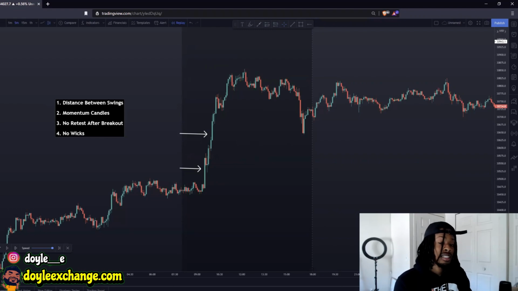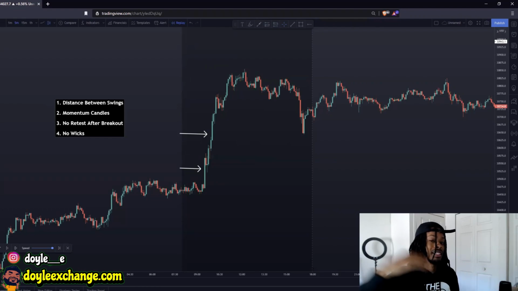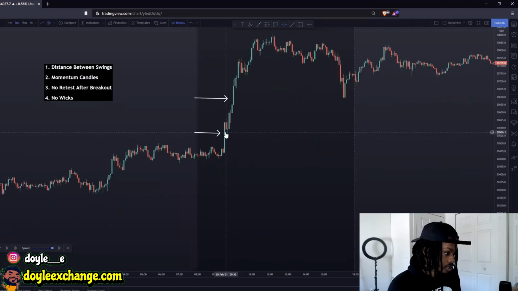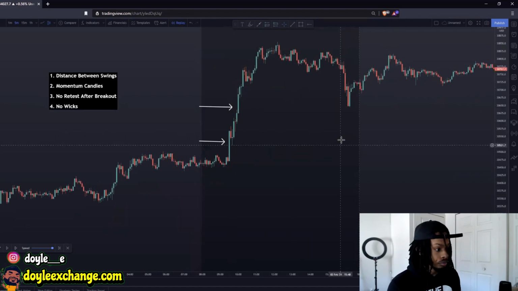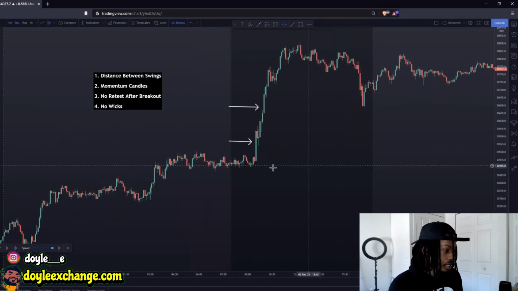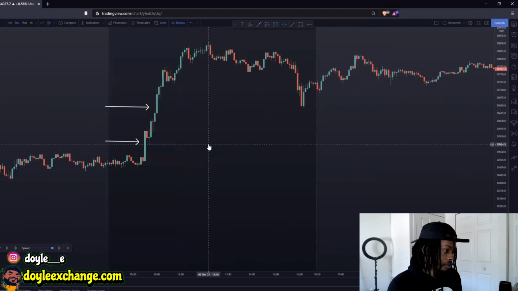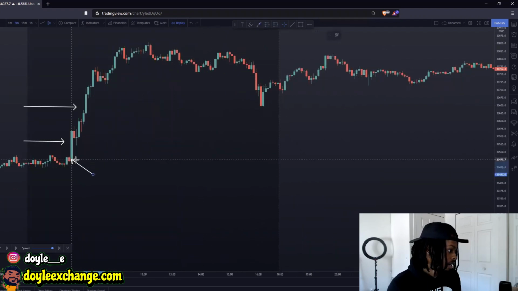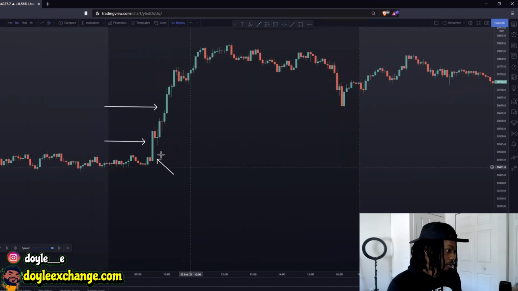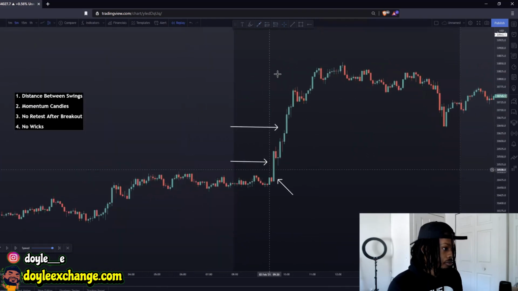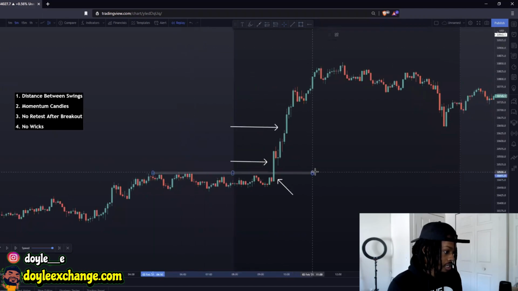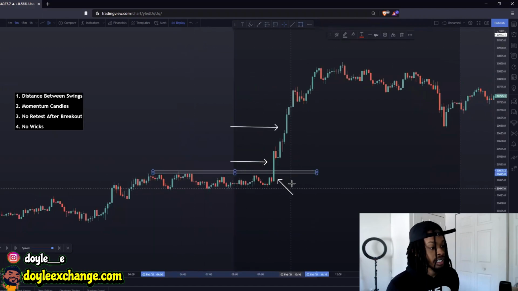So the 4 things that I mainly look for is the distance between swings, momentum candles, no retest after the breakout, and no wicks when it breaks out. Okay. So if we're looking at this scenario right here, what time is this? This is 9:30. So it's a New York Stock Exchange open, and we have a momentum candle right here. That's the momentum candle. As it broke out, it did do a small retest. But look at the candle. The candle didn't have any wicks on the top or the bottom, okay?